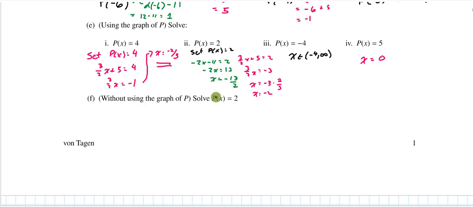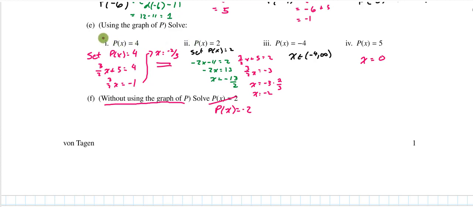Okay, folks, this last piece is going to be maybe the hardest part. And first of all, I want to change this problem. I want to change this to p of x is equal to -2. And what I'd like to do is, without using the graph of p, I want to solve this equation. So just like we did up above here, we're asking the question, what inputs give me an output value of whatever I'm setting this equal to?